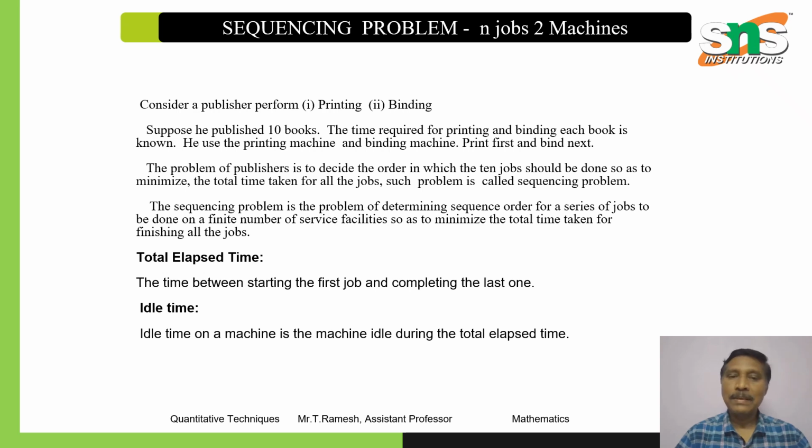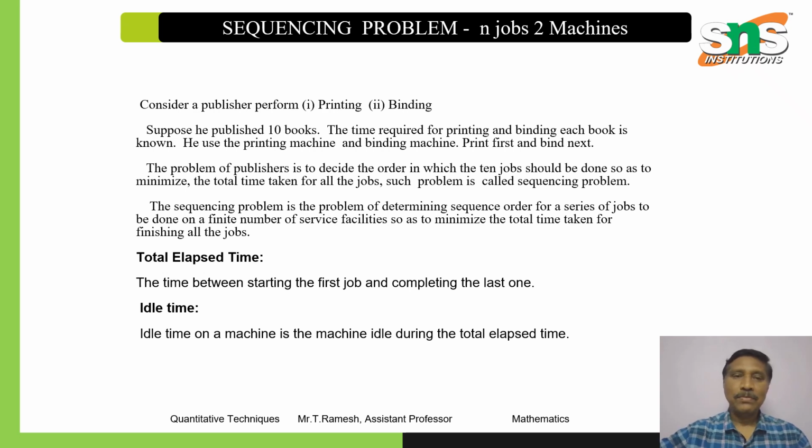The sequencing problem is a problem of determining the sequence order for a series of jobs to be done on a finite number of service facilities so as to minimize the total time taken for finishing all the jobs. So what is total elapsed time? The time between starting the first job and completing the last one. So what is the idle time? Idle time on a machine is the time the machine is idle during the total elapsed time.